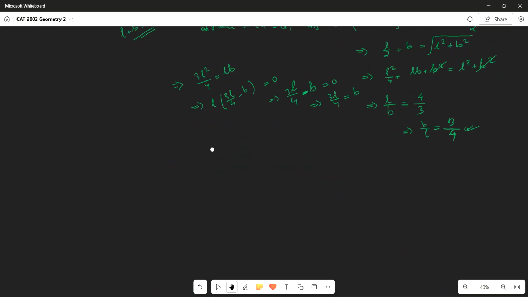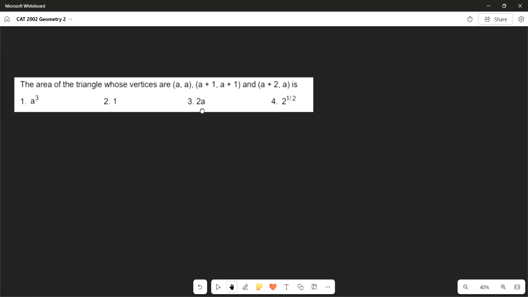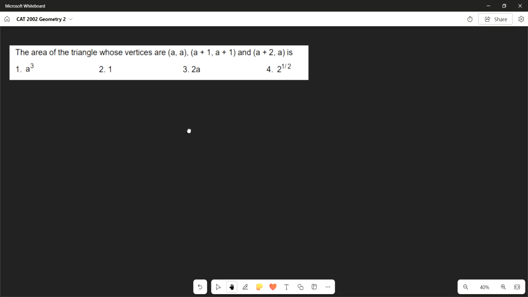Let me move to the second question. The second question can be solved using coordinate geometry. So let me read the question. The question says that I have to find the area of a triangle whose vertices are given to me. You can find the area of this triangle using Heron's formula also.